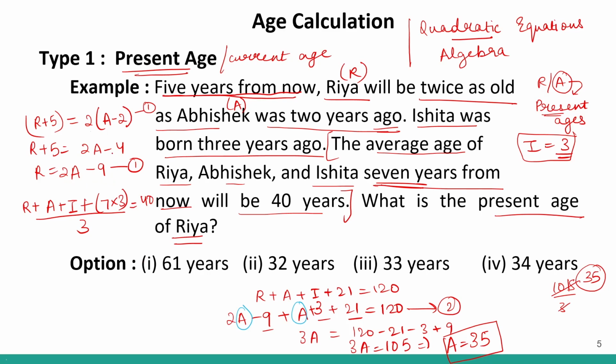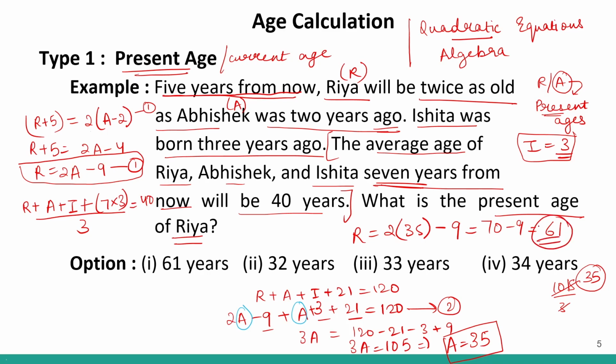So by equation 1, I know the present age of Ria will be 2a minus 9. So R will be equal to twice A's value, 35, minus 9. So this will be how much? 35 into 2, 70 minus 9. 79 minus 9 is how much? 61. So my answer will be 61. Ria's age will be 61, and 61 is given in option number 1.